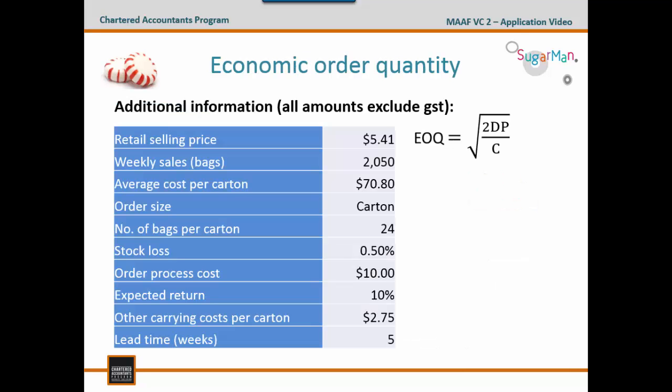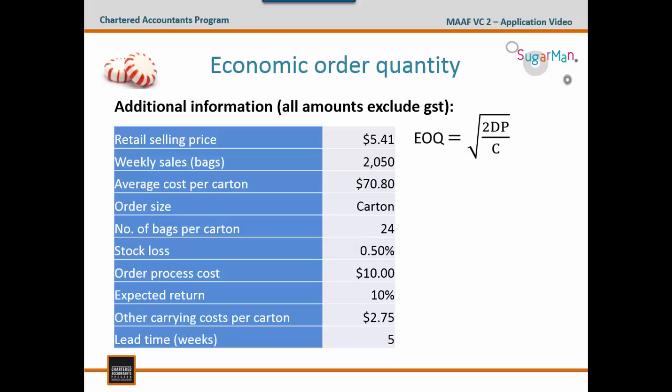Sugarman's 250-gram bags of peppermint flavored hard-boiled lollies are one of its most popular product lines, and demand for it is constant throughout the year. You have collected the following information in relation to this product and inventory management. The retail selling price, excluding GST, is $5.41 per bag, with 2,050 bags sold each week.